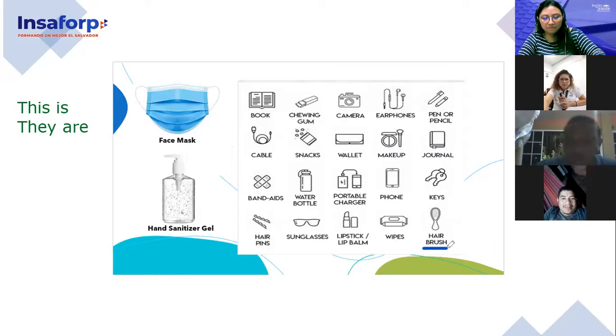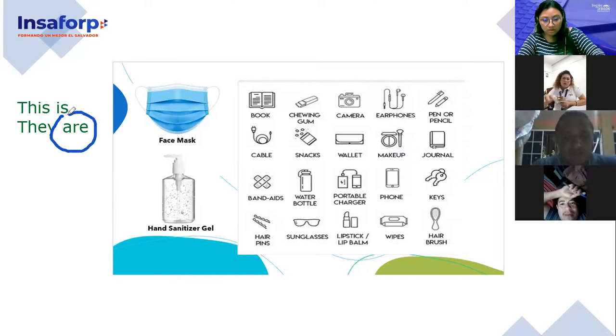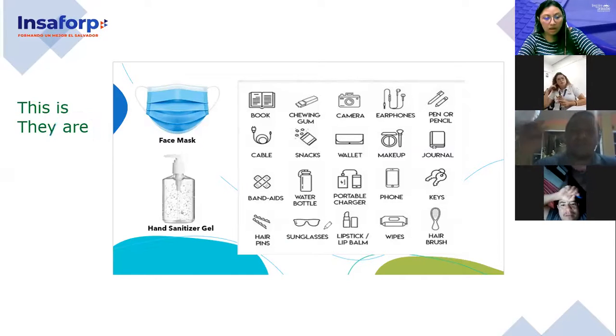What is this? This is a hairbrush. What are these? This is sunglasses. One more time. No, these no. This is. These are. Muy bien. These are or they are. These are sunglasses. They are sunglasses. Porque está en plural.